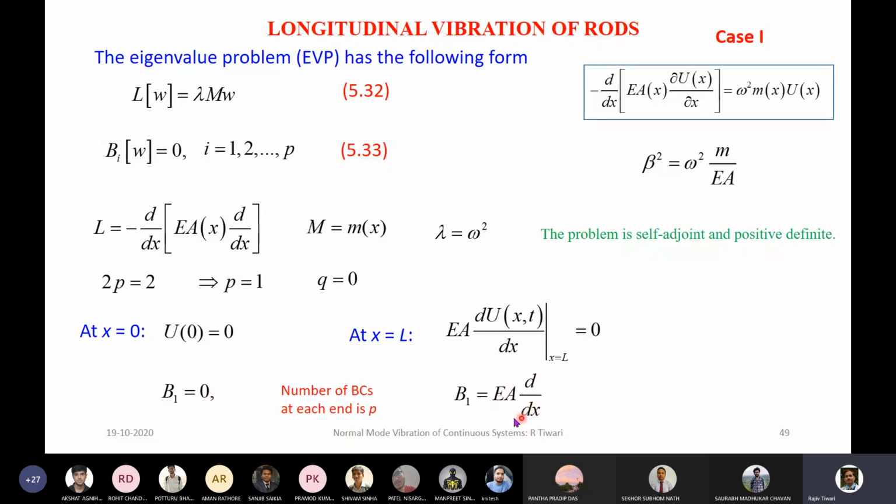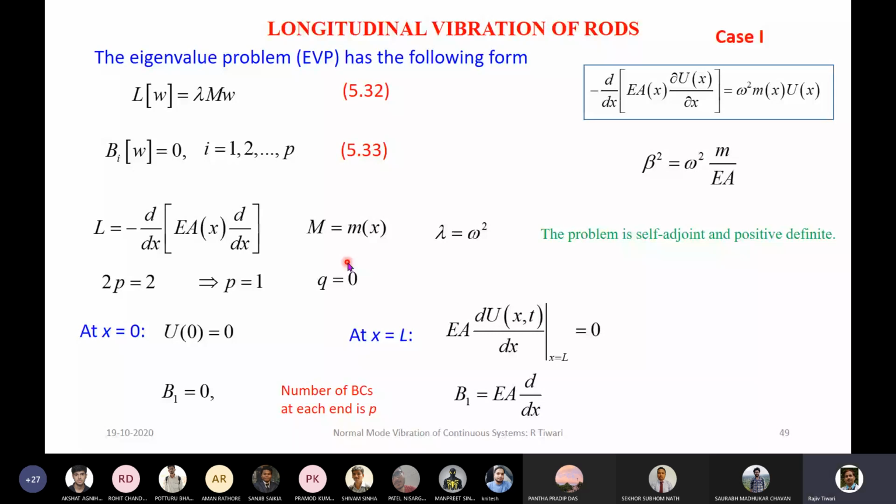And here we have B1 equal to EA d by dx. So this is the comparison with the general eigenvalue problem, which we define in the L and M operator form. Because we'll be using this L operator and M operator again and again, especially when we go for the solution of this differential equation using the approximate method. That's why here we are always comparing the general operator and the specific operator.